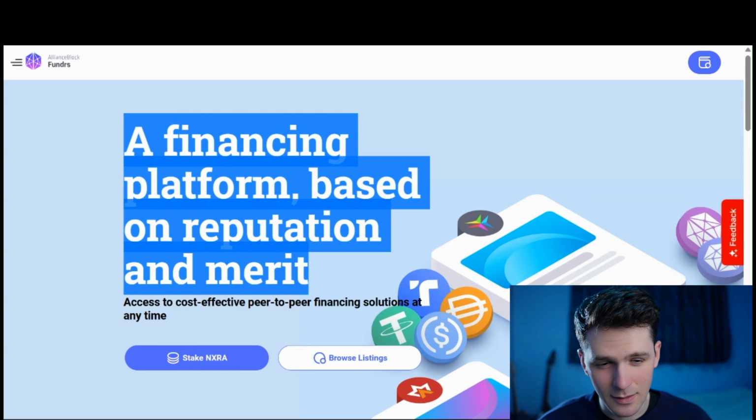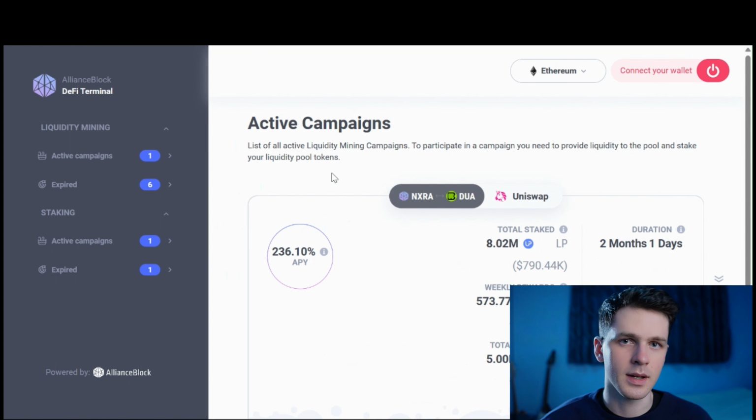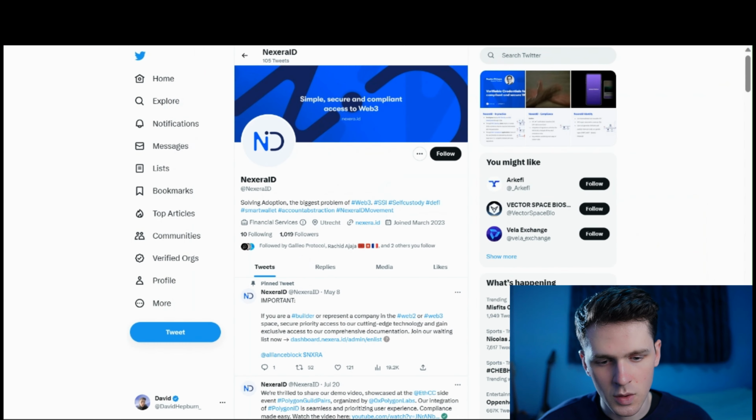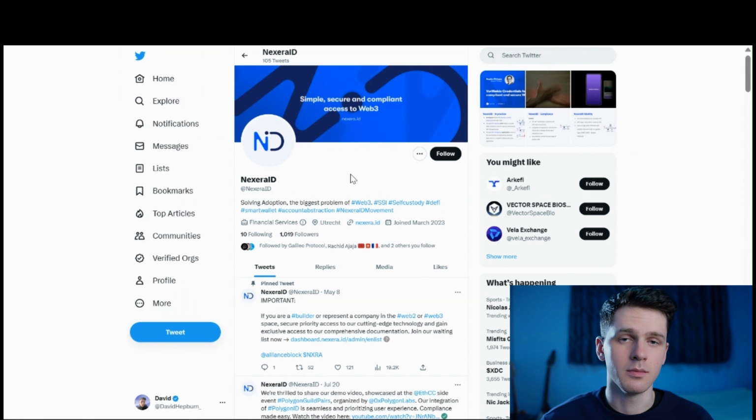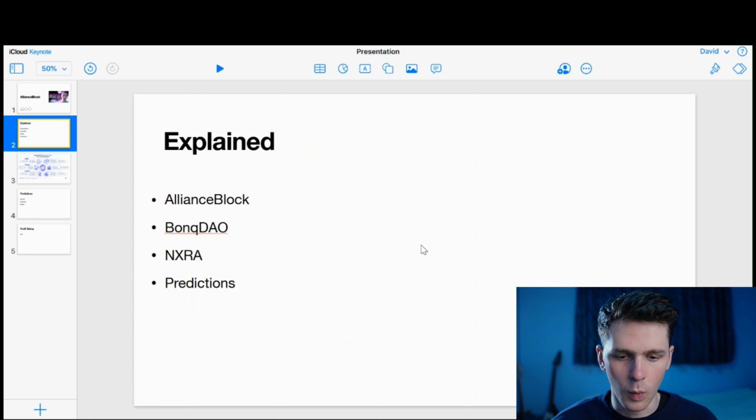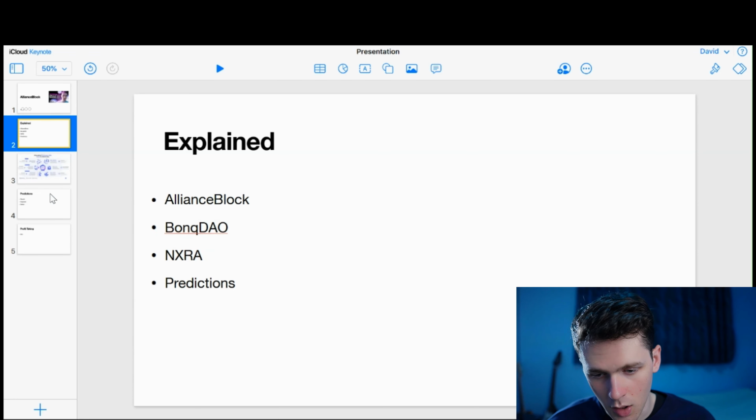We also have a DeFi terminal, mainly based around things DeFi, liquidity mining, yield farming, staking and whatnot, and also NXRA ID, a digital identity solution. And so now I've explained what AllianceBlock is, the hack, the situation preceding NXRA with ALBT, and what NXRA itself is all about. Now on to the predictions, the main part of the video.